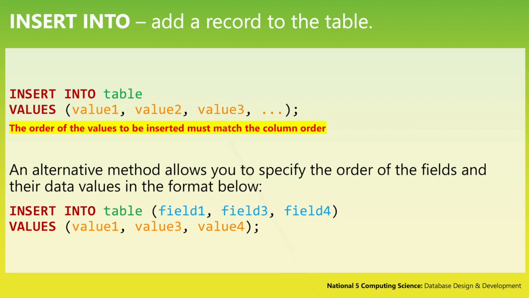An alternative method is where we say insert into table and we specify the fields that we're going to add, followed by their values. So you can see here we've got field 1 and value 1, they match up. Field 3 and value 3, they match up, and field 4 and value 4, and they match up. However, in this case, there is no field 2 value, so it is not listed. Let's have a look at an example.